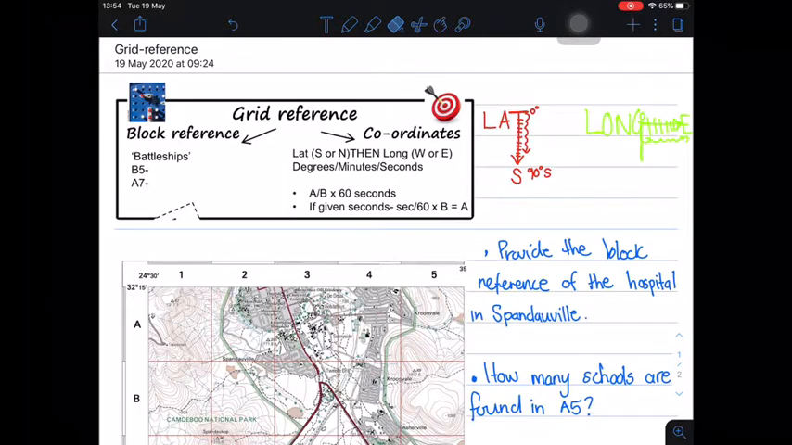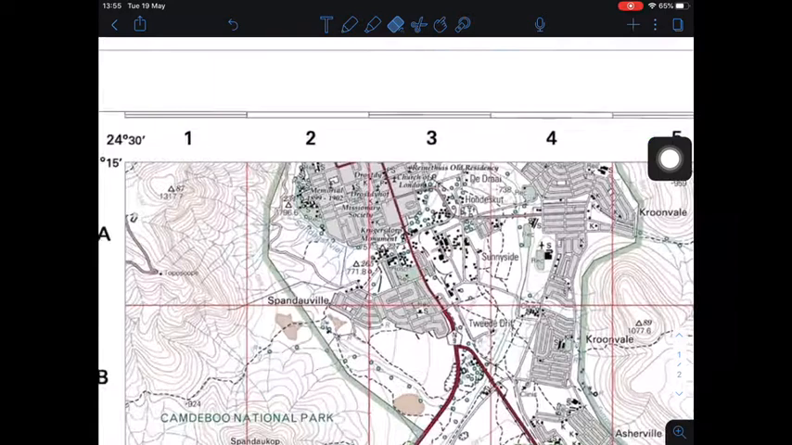When using grid reference, we can basically refer to two different types of references, because the grid reference is really just using a grid system to give reference to a location on a map. So all of our lines of longitude and latitude will then divide that map into a grid system, and it will either give us a block reference or a specific coordinate reference.